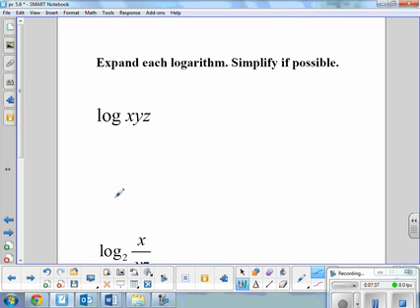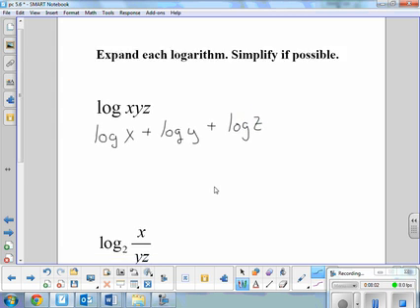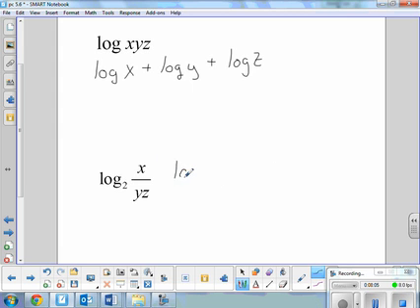On these ones, I want to expand each logarithm and simplify if possible. When it says expand, we want to take it out as far as possible. Well, I've got 3 factors, so I'm going to separate them all with a plus sign. Log x plus log y plus log z. On this one, it's going to be log base 2 of x, and I'm dividing by the y, so it's going to be minus log base 2 of y, and I'm also dividing by that z.